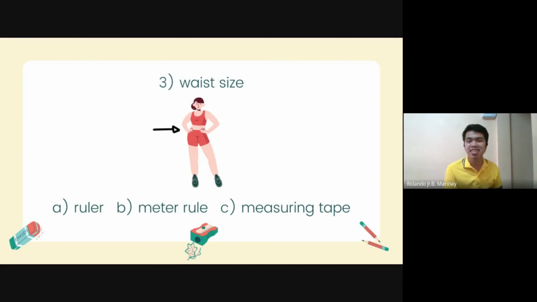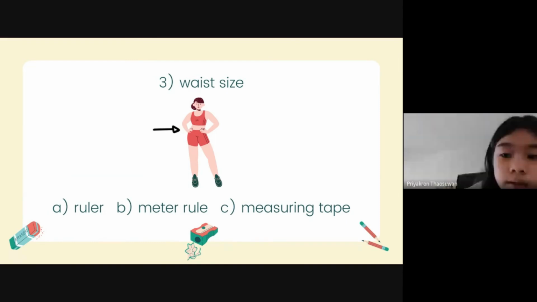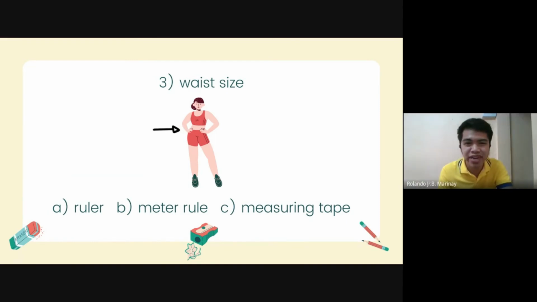The correct answer here is C, measuring tape. We use measuring tape because the waist is not straight, it is curved. So we use measuring tape in measuring the waist size. Finish, teacher. Very good, good job, very fast.